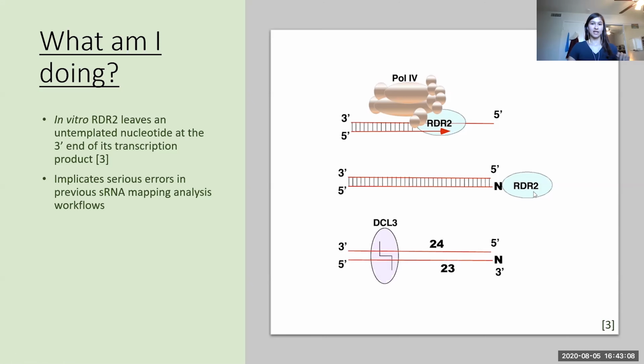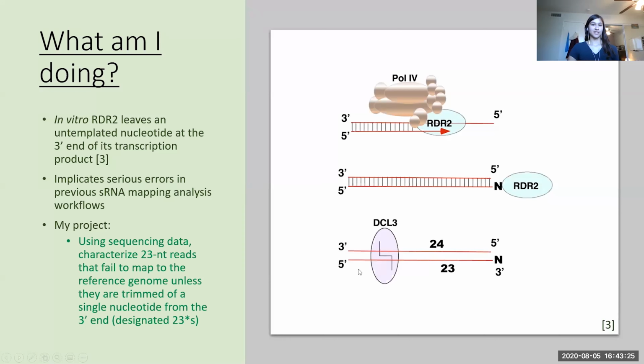So you can imagine if all of your 23 small RNAs have this extra nucleotide on them that doesn't match the genome, then these would all be thrown out as junk during the mapping stage, even though they are, in reality, real small RNAs that were transcribed. So that would have some serious effects on downstream analysis.